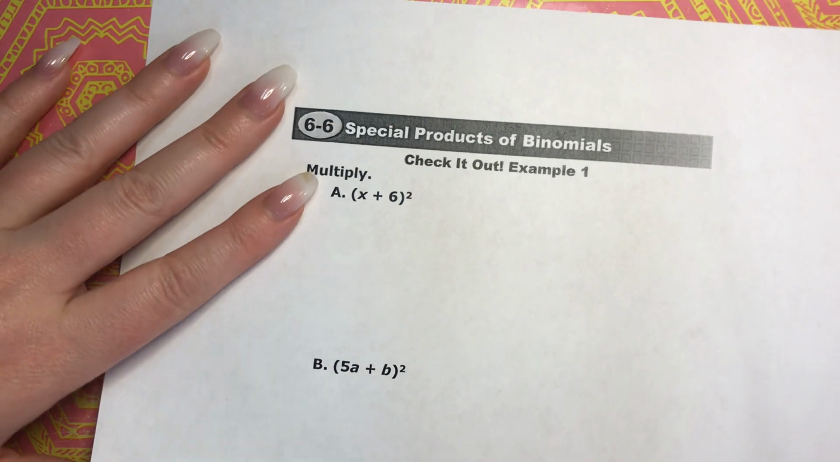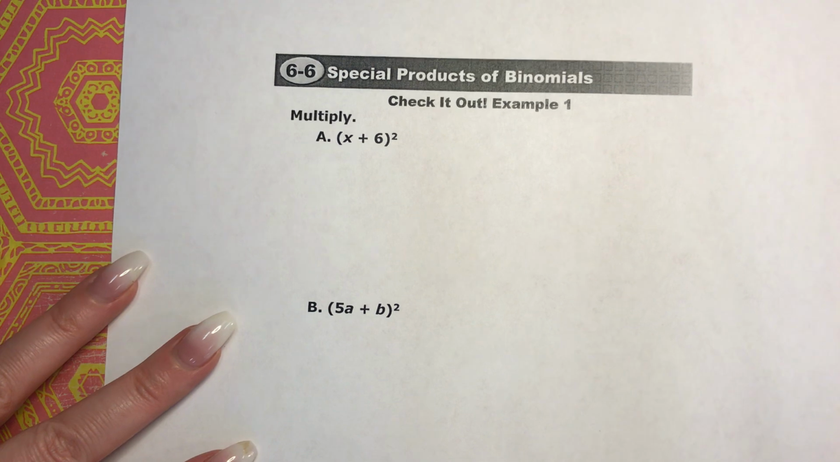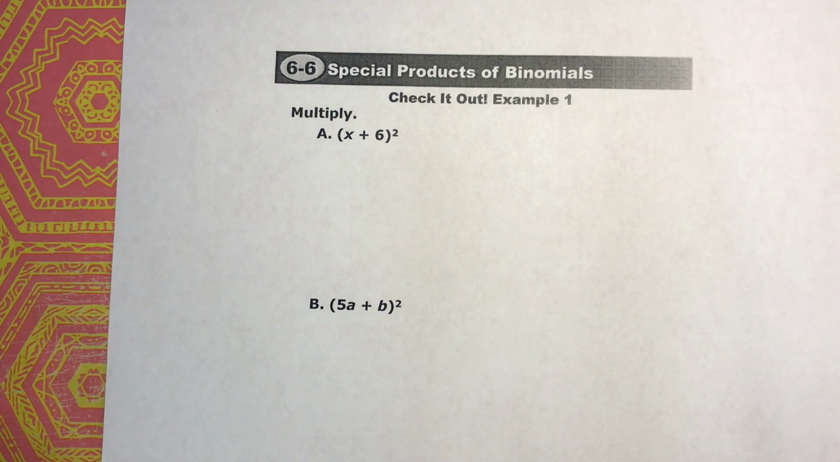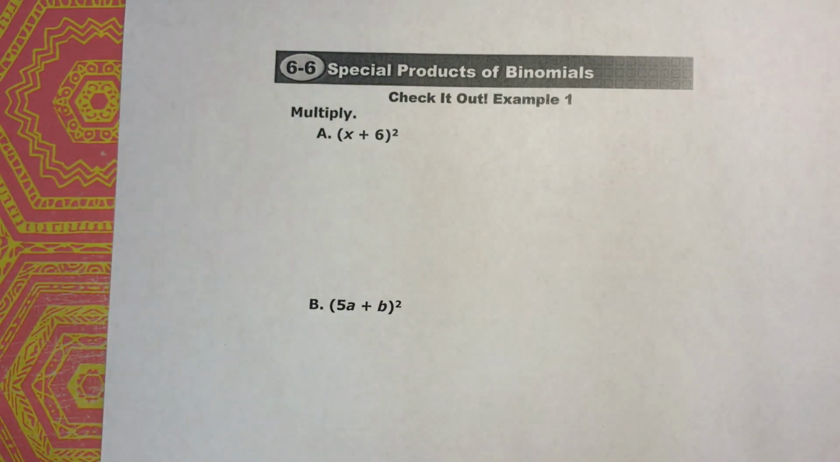Okay, now it is your turn, ladies and gentlemen. I want you to go ahead and check it out with example 1. I want you to try A, B, and C, okay? So here is, my friend, the pause dragon. Remind you to pause your device. Go ahead and work all 3 of those out. When you get done, press play and we'll talk about them. All right, see you in a bit.